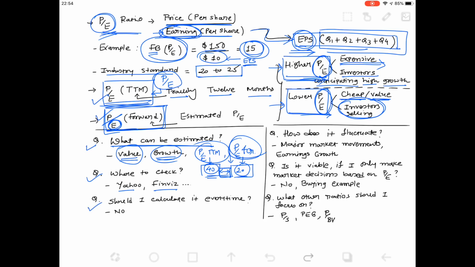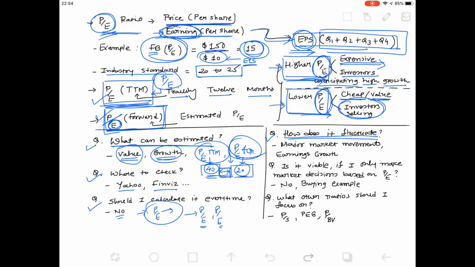Should I calculate it every time? No, because when you start calculating for the first 2, 3, 4, or 10 times, you are going to understand what the PE ratio is and how it applies to your decisions. Then later, when you just look at the PE ratio and PE forward ratios, you will easily understand the value of the stock.